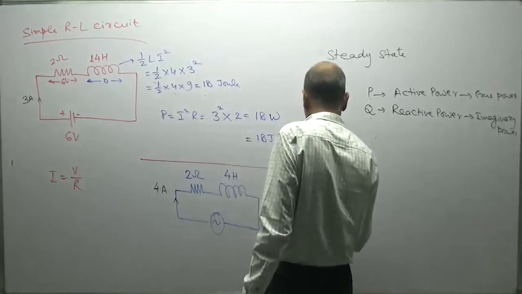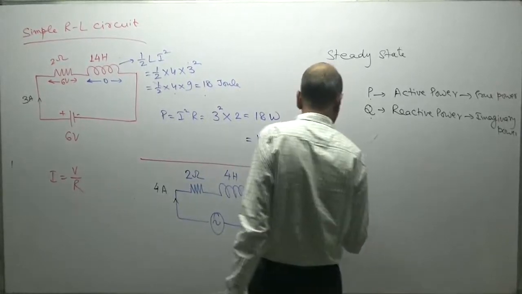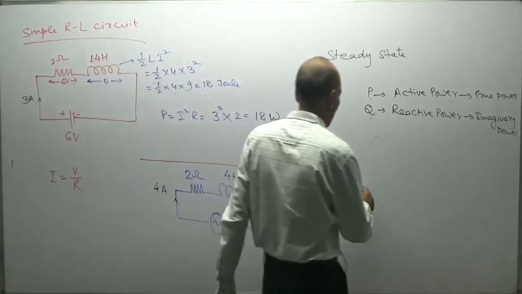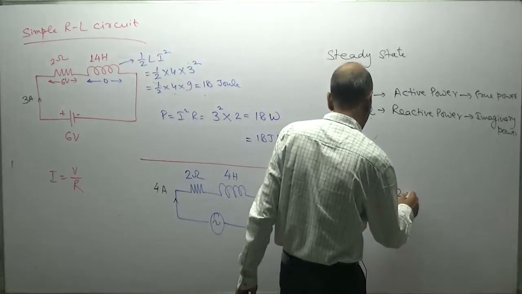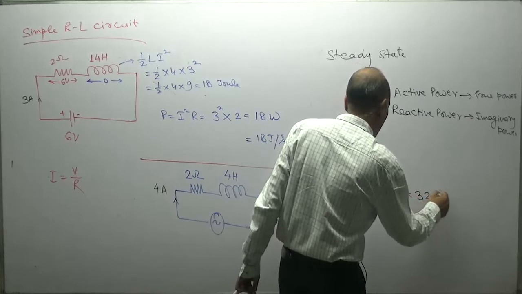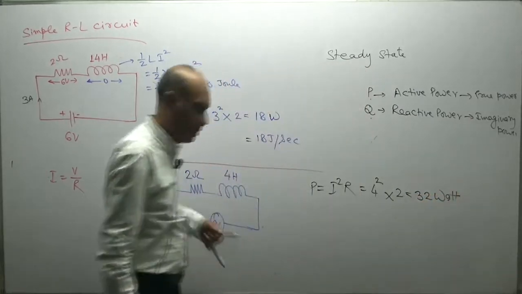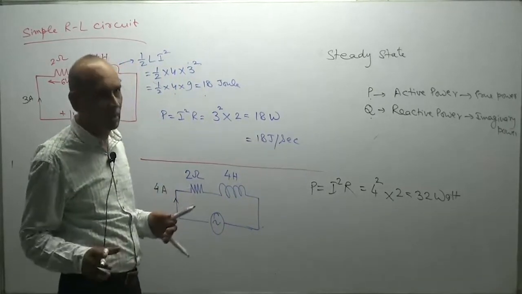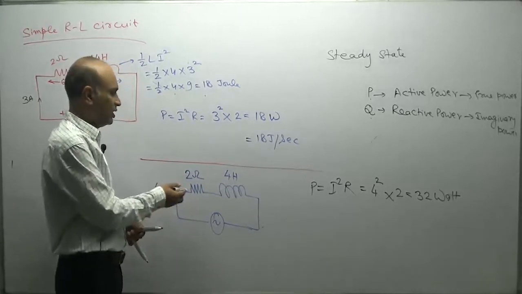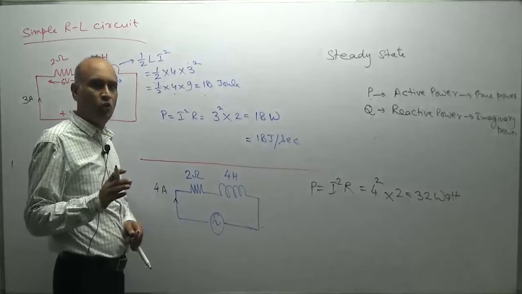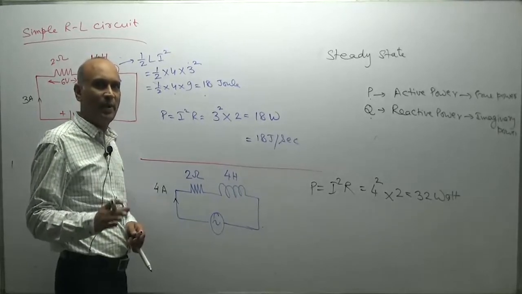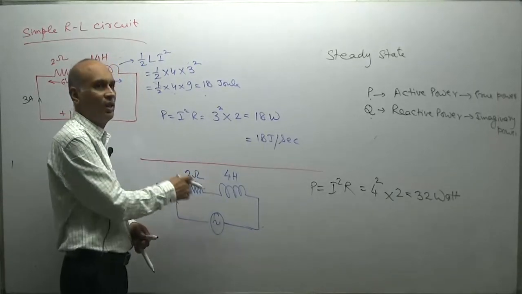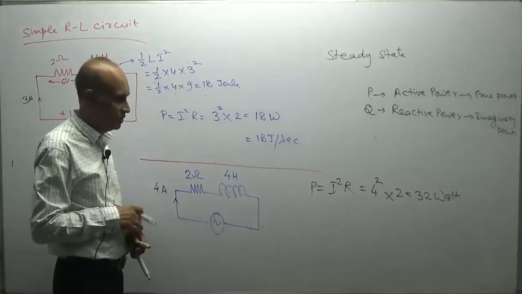So, what will be the value of active power? It will be 4 square into 2, it is 32 watt. Am I right? So it is 32 watt. It means this resistor is consuming 32 joule energy per second and dissipating in the air, or you can say this resistor is consuming electrical energy and converting it into thermal energy.